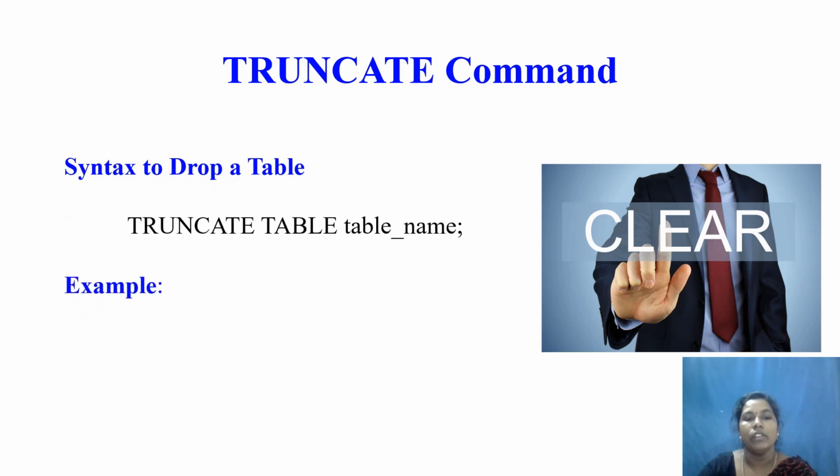Consider an example. Suppose your restaurant orders table contains old records and you want to remove all the records. You can use truncate to empty the table, but the table structure will remain intact. The command for this scenario is truncate table orders. Here orders is the table name.